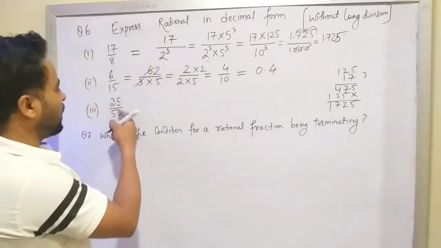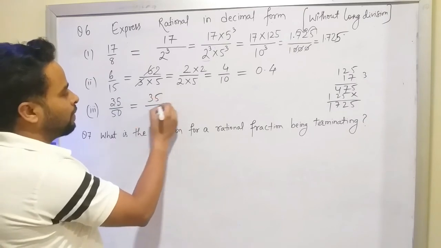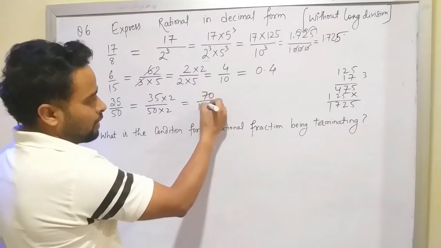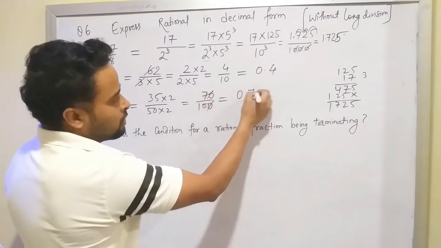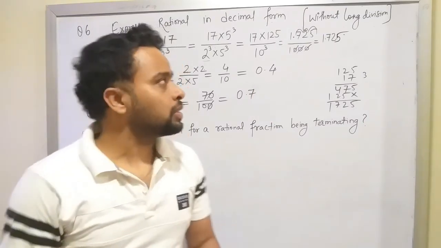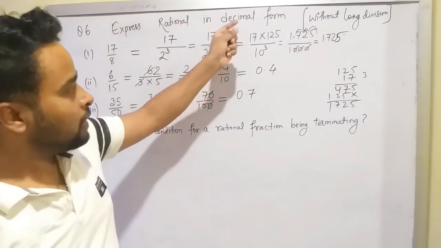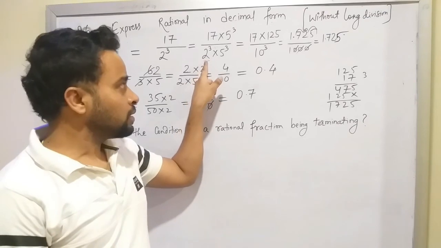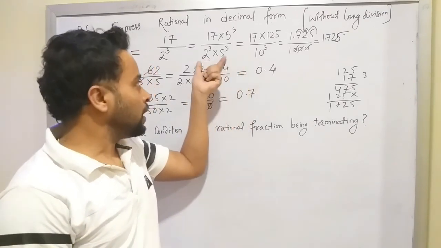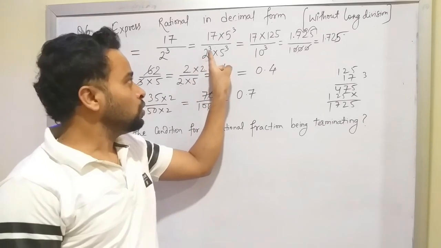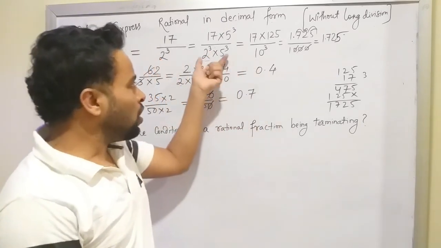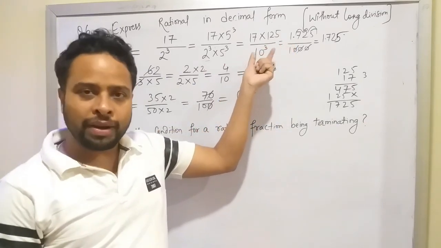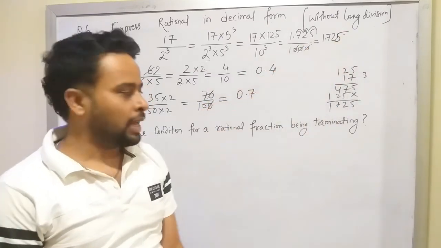Yes. 35 by 50. Let us write 35 by 50. I make it 100 by multiplying numerator and denominator by 2. So it is 70 by 100. The answer is 0.7. So in this way, students, every rational form can be expressed in decimals if the denominator has only 2 to the power something and 5 to the power something. So altogether we make 10 to the power something, which means 100, 1000, whatever. Place the decimal and write the answer.